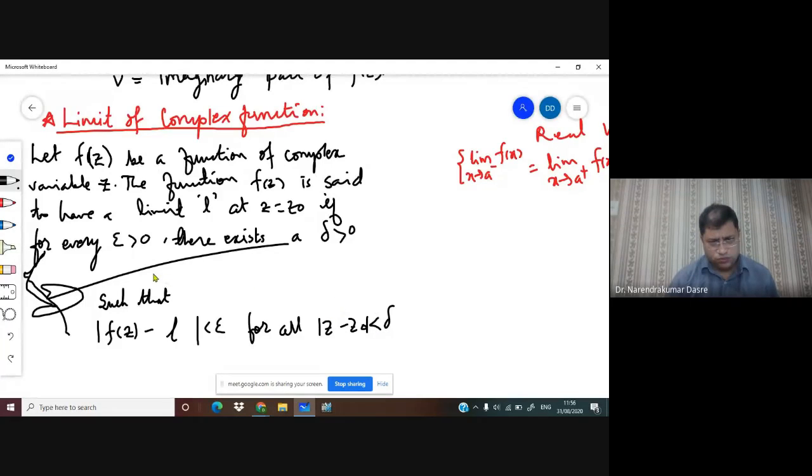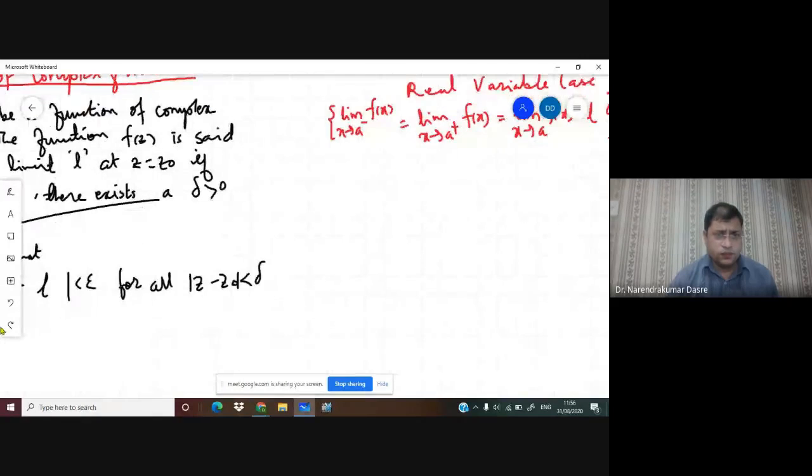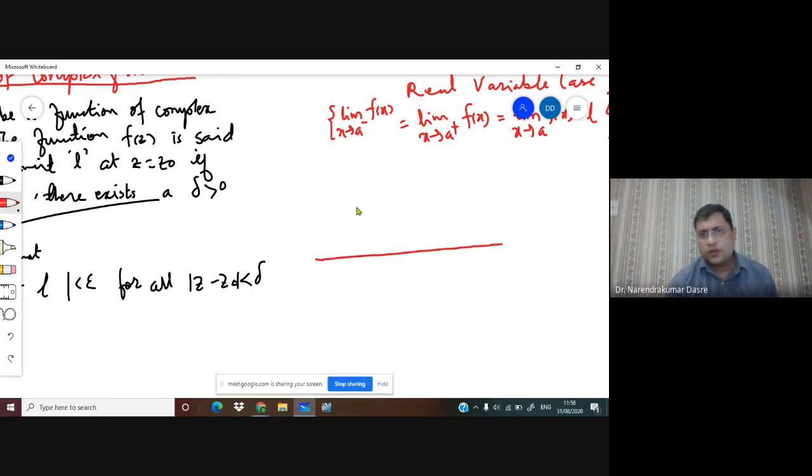So what it says is, see, what we can have here, suppose we are having this 0 and you have f of z is going to be z. Okay, so we have the curve.